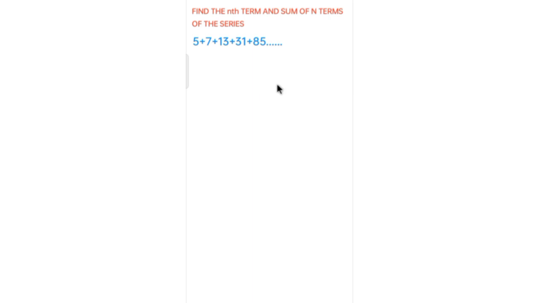Find the nth term and sum of n terms of the series 5 plus 7 plus 13 plus 31 plus 85 plus so on. So you can just infer from this that these are not in AP, neither are they in GP. So we'll find out the differences now. So 5 and 7 it's 2, 7 and 13 it's 6, 13 and 31 it's 18, and 31 and 85 it's 54. So it goes on.